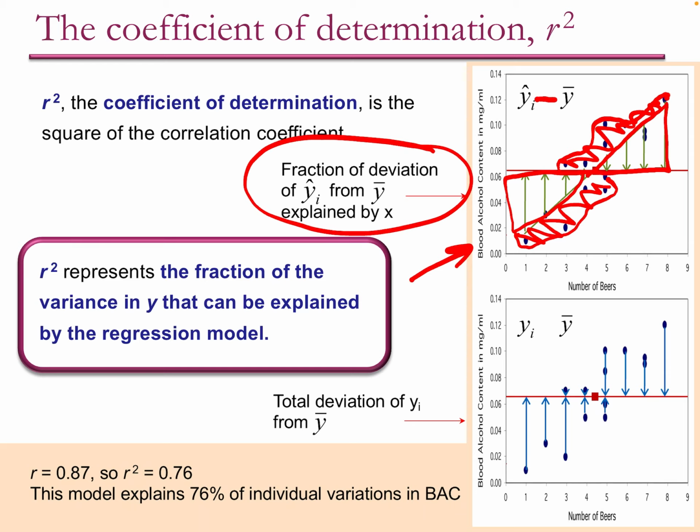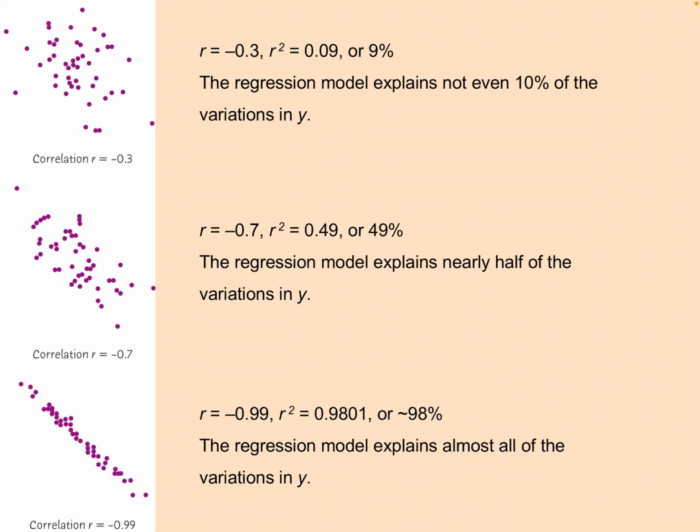Obviously, the higher that number, the better the predictive value of that model, the more information we have, the more variation in Y we can explain. Let's look at some examples. So here we have a scatter plot. Looks like it might be roughly negative, not a very good correlation at all. Correlation is minus 0.3. Square that, coefficient of determination, R squared, is 0.09 or 9%. Whatever this X variable is, it only explains 9% of the variation in the Y variable.